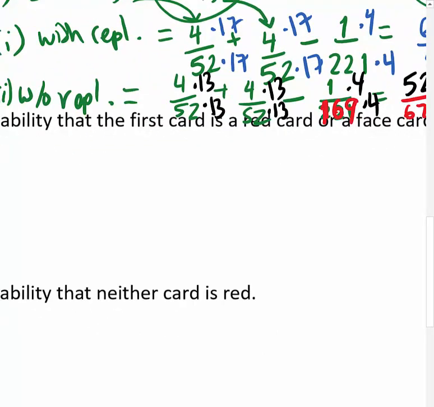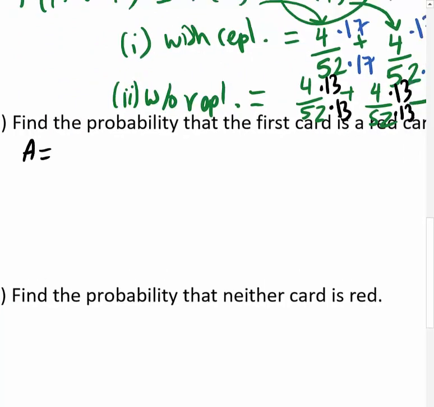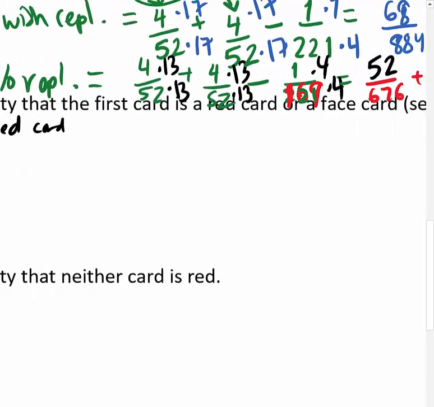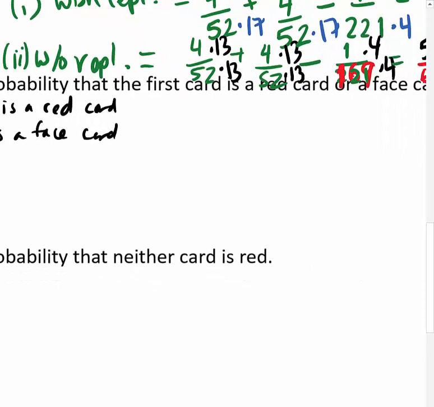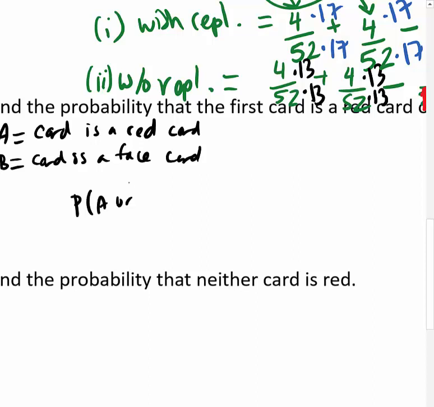Okay, so just imagine we're just drawing one card now. So now my event A is, the card is a red card, because we're not even talking about the second card. And then event B is a face card. So I want to know, what's the probability of drawing one or the other? Well, that's the formula: A or B, we need probability of A plus probability of B minus probability of A and B.